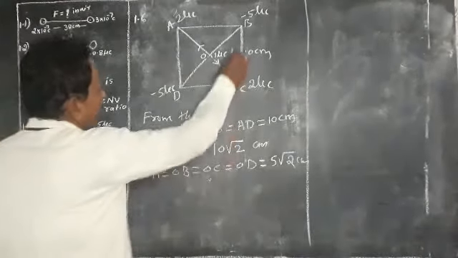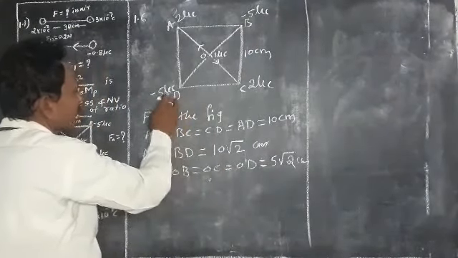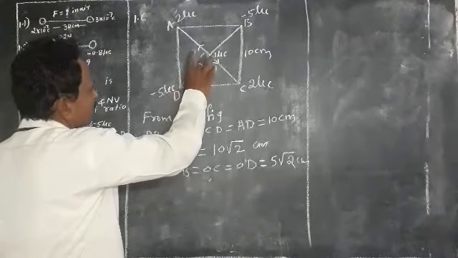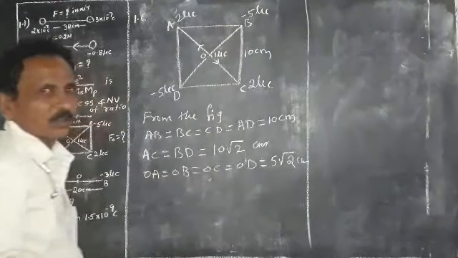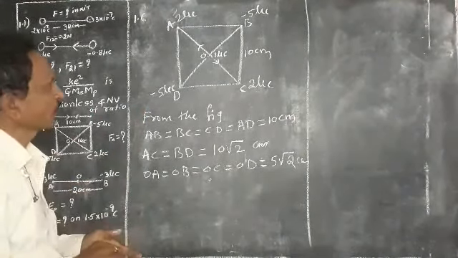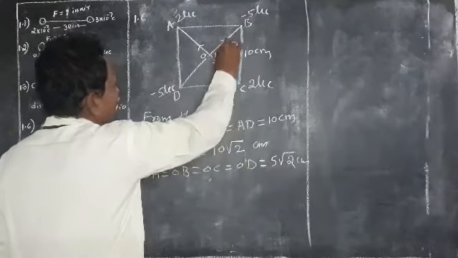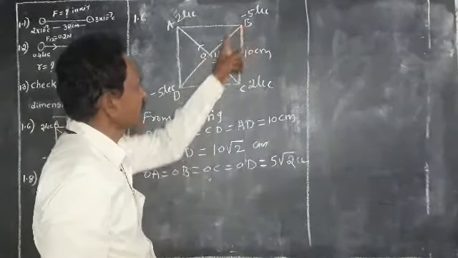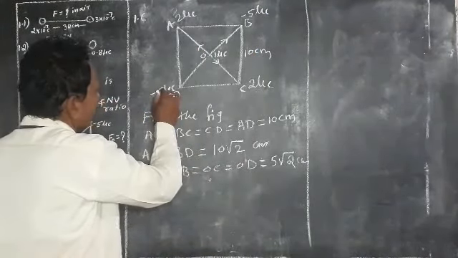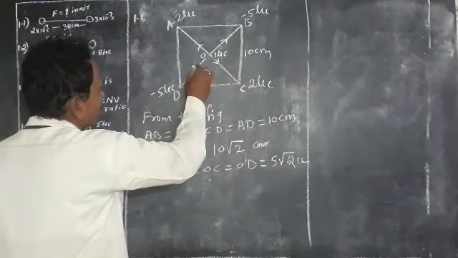Similarly, at point B, minus 5 microcoulomb and at point D, minus 5 microcoulomb. The magnitudes of charges are the same. The distances are the same. Therefore, the magnitude of force on 1 microcoulomb is also the same. But here, the charge at B attracts 1 microcoulomb in this direction, because these are unlike charges, positive and negative, therefore it attracts in this direction. And here also, the minus 5 microcoulomb charge at D also attracts 1 microcoulomb in this direction.